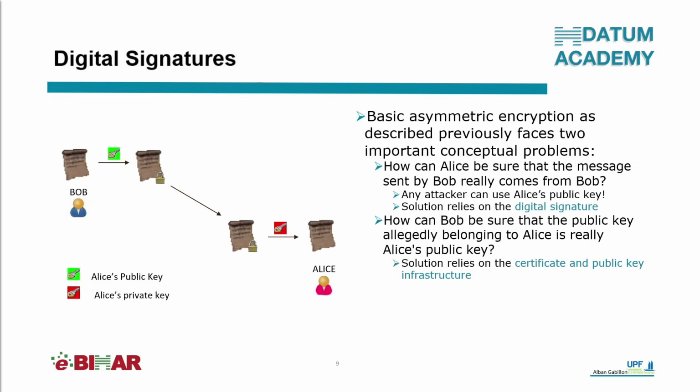In a previous video, I presented asymmetric encryption, and this slide is from that video. I mentioned that one conceptual problem of asymmetric encryption is how Alice can be sure that the message sent by Bob actually comes from Bob, since any attacker can use Alice's public key. And I said that the solution relies on the digital signature. So I will now present this solution.